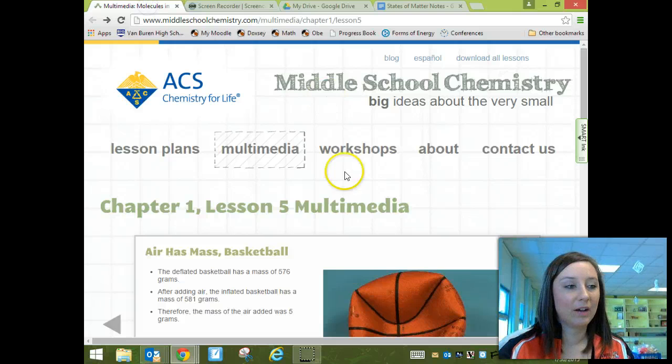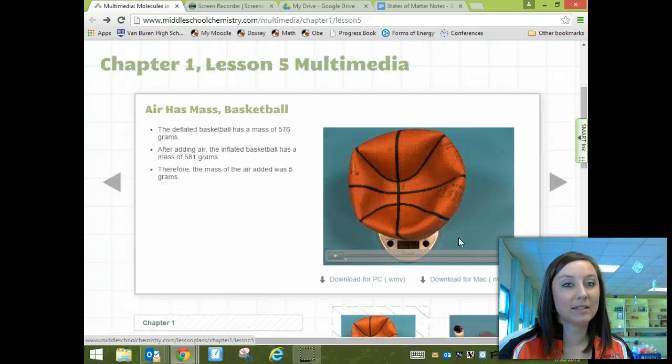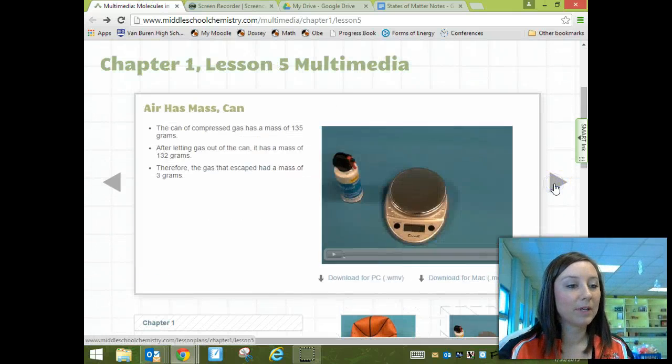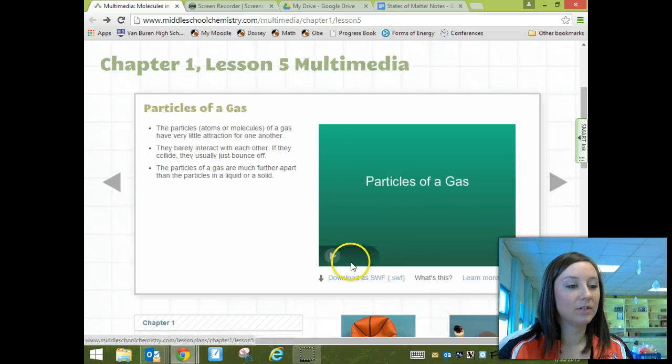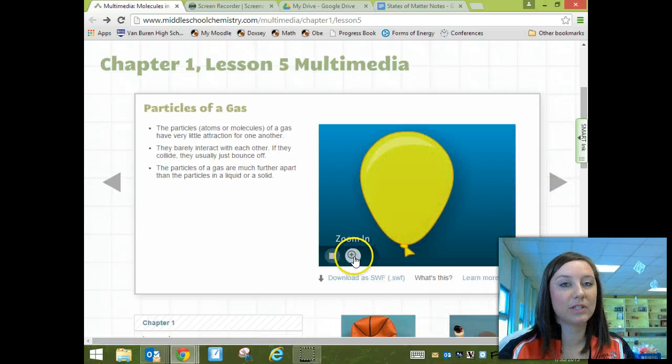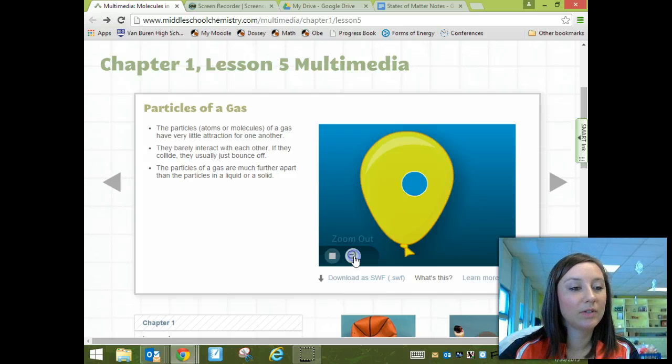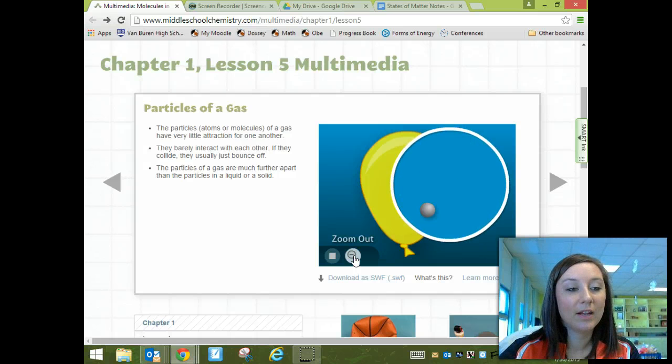So the only other thing that I want to show you, it doesn't give you a very good idea of how fast the particles are moving, and this is much slower, but I wanted to show you that you could see the particles of a gas moving. So here's just a balloon, and when you zoom in, compared to what the liquid and the solid looked like, you could see that the gases are moving, the particles are more spread out and definitely faster.